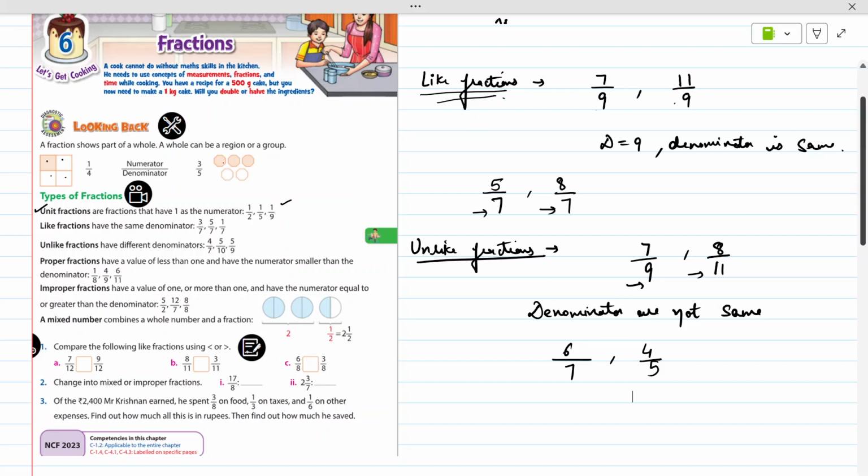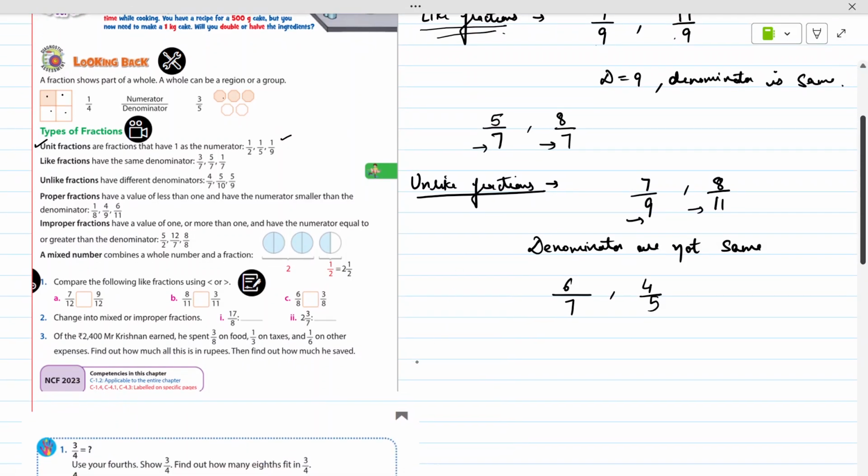Next we have proper fractions. Proper fractions are the fractions where the numerator is less than the denominator. It means the numerator is a small number and in the denominator we have a bigger number. For example, 7 by 9 is one example. Another one you can take is 12 by 15. This is also a proper fraction, where the numerator is less than the denominator.